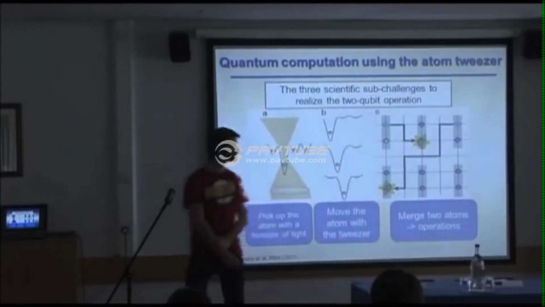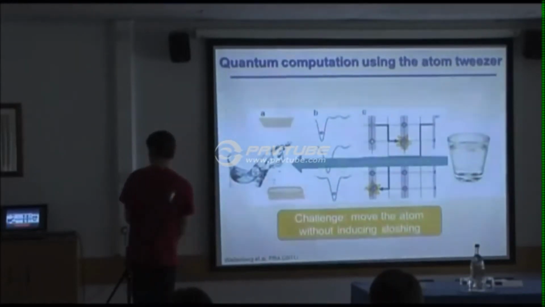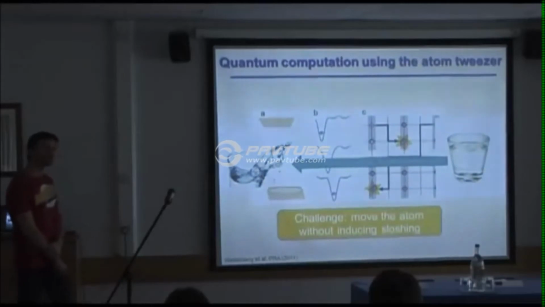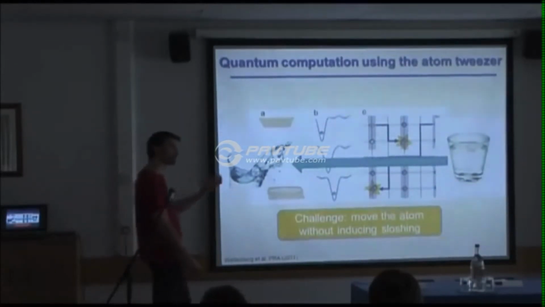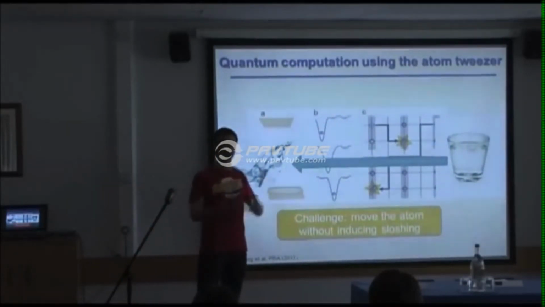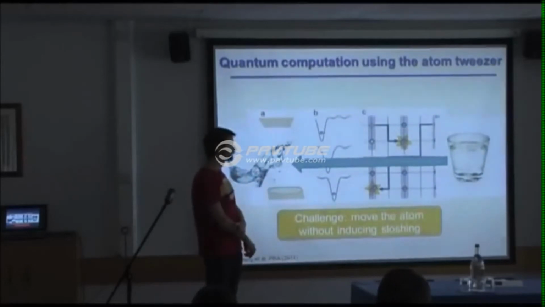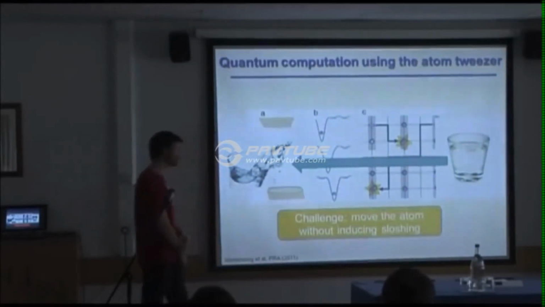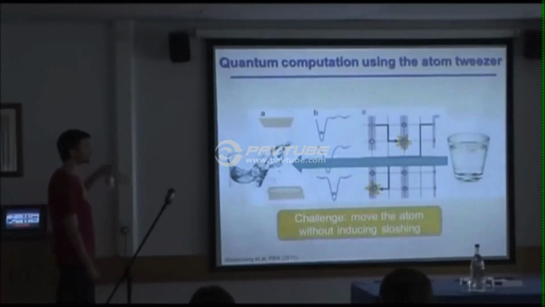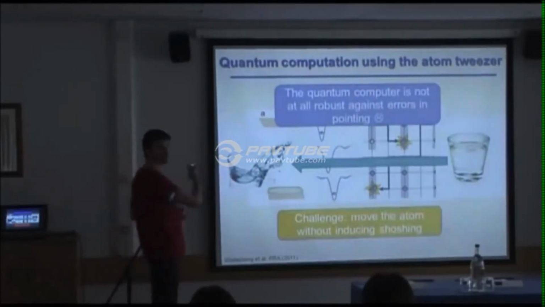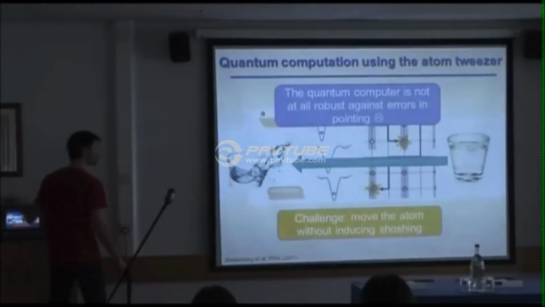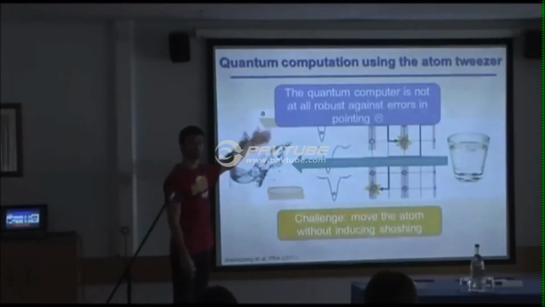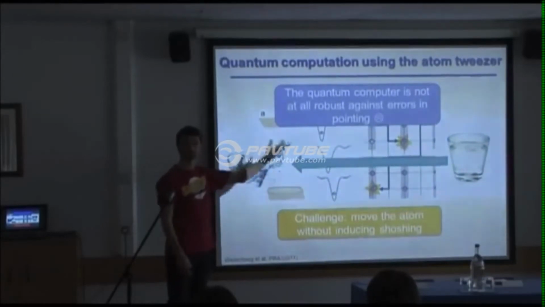Okay? So the challenge here, now we come back to my water, because the atom should not be thought of as a ball. The atom is described by a wave function. Some of you know that. And the wave function is something that can behave very much like the water here. And that's why the challenge is very analogous to just taking a glass of water and moving it and avoiding this sloshing. Technically, sloshing means a mixture of higher excited states, and higher excited states means errors in the computation.